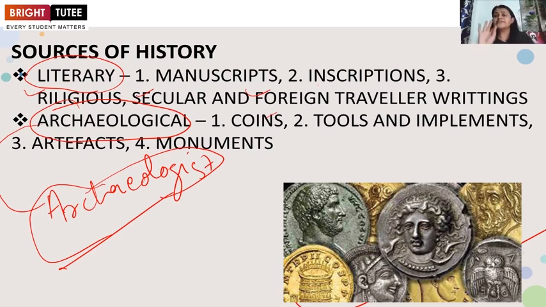So through coins, we got to know many things: the rulers' names, the rulers' ruling time period, and the metal out of which the coin has been prepared. Like if it is gold, copper, or silver, clearly what does it indicate? If we found a gold coin, what will it indicate? It indicates that the kingdom or the empire was prosperous. They had very good wealth. That is why they circulated gold coins.